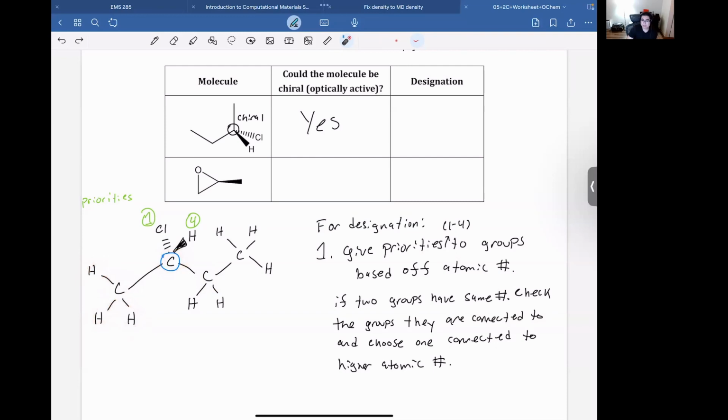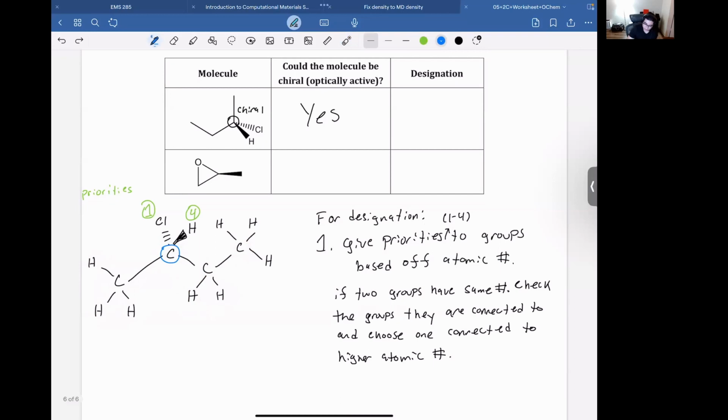So it has atomic numbers of 1, 1, 1, and 12, looking at the carbon it's connected to. Typically, I don't do this, but I want to make it very clear. For this carbon over here, it has hydrogen, hydrogen, carbon, carbon. So it's connected to higher atomic numbers: 2 12s, since carbon has an atomic number of 12, and 2 1s. So this carbon ends up winning.